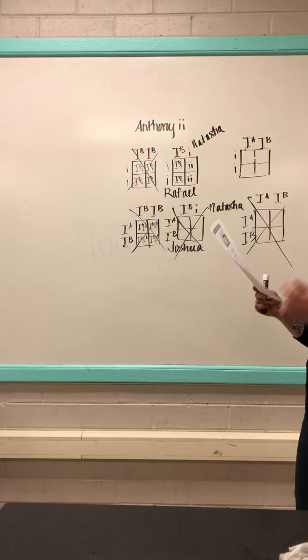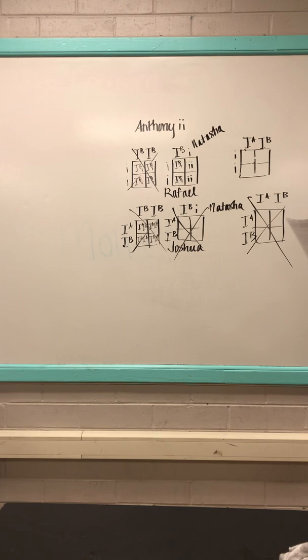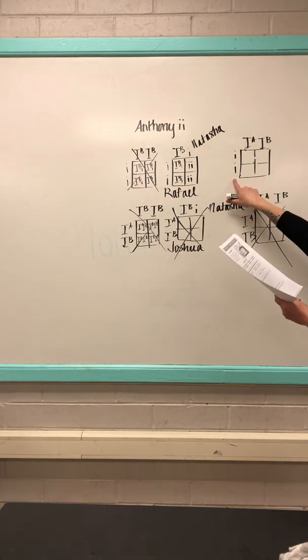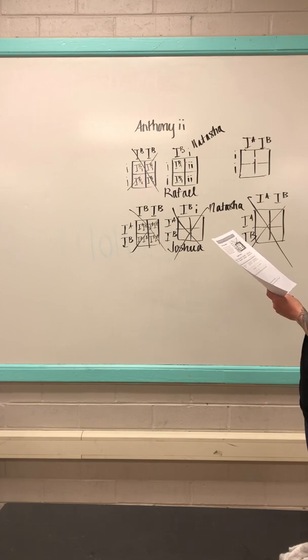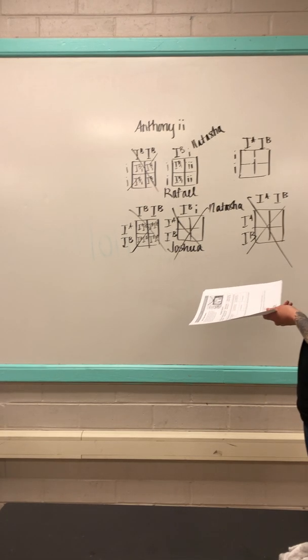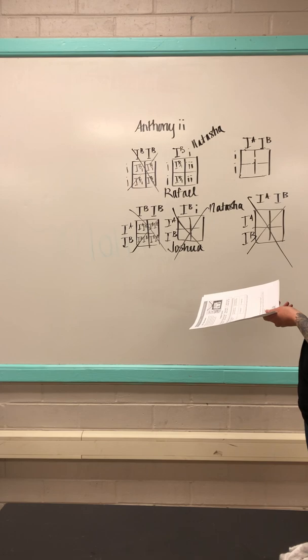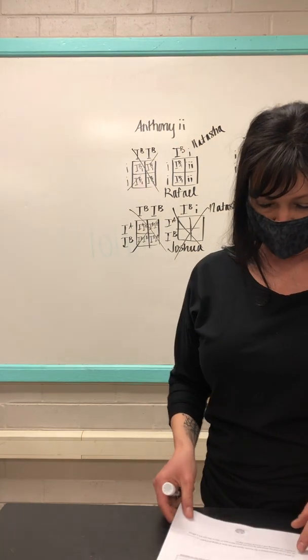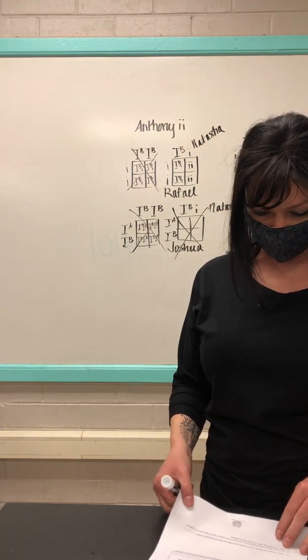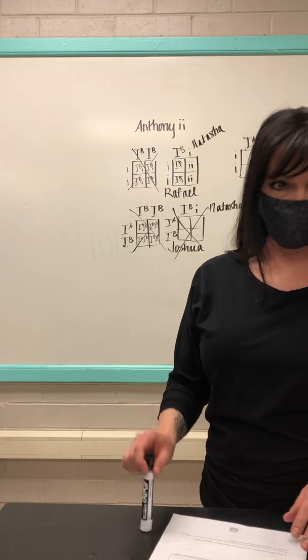Okay, so the question was, can a baby that has AB have one parent that is type O? Why or why not? No, because there's no recessive. Yeah, because there's no recessive in an AB. It's two dominant. So the parents will have to have an A and a B in it. All right, you can solve that.